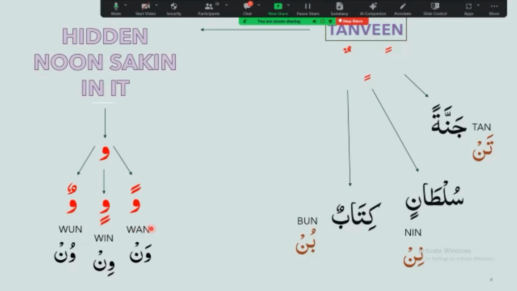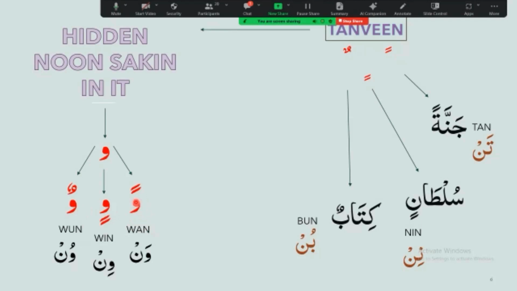So when we say the tanween, we say wa with two fatha, or wan. Okay, wa, and this has tanween, we will say wan. If this tanween is of kasra, we will say win. If this tanween is of dhamma, we say wun, right?